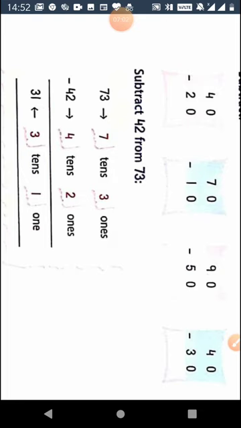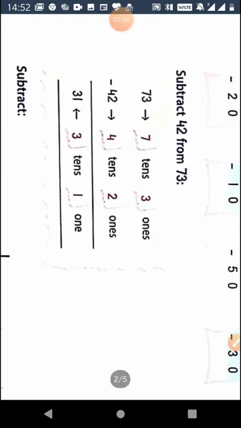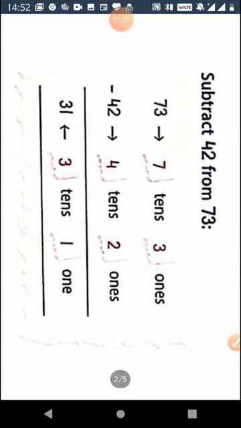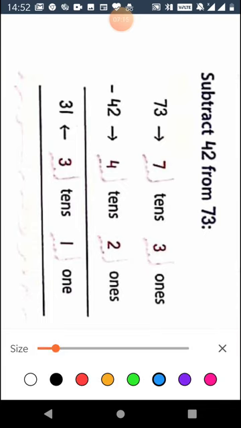So first we will do expanded form. Now subtract 42 from 73. That means you have to subtract 42 from 73. Okay. Now first we write both the numbers in expanded form. So 73 will be written as 7 tens plus 3 ones. Okay. 7 tens plus 3 ones, and 42 will be written as 4 tens plus 2 ones.